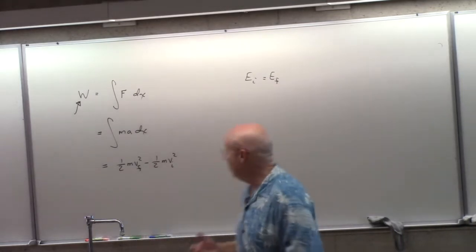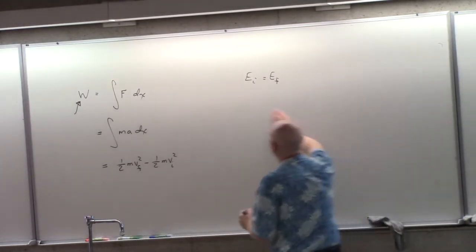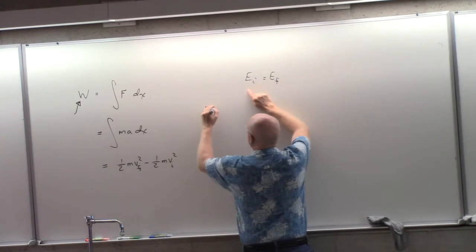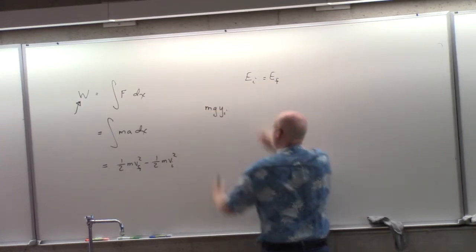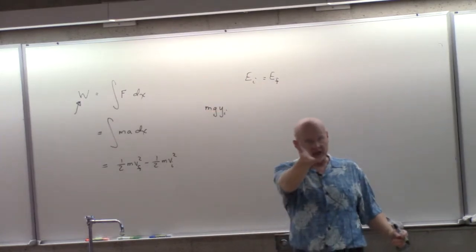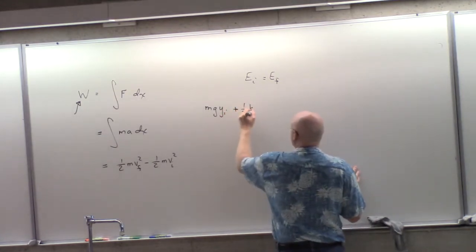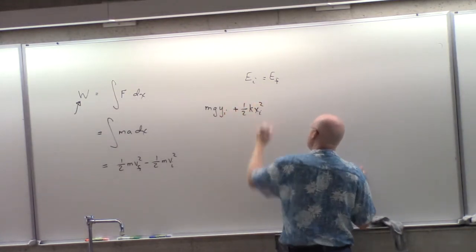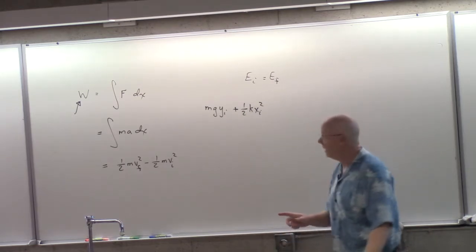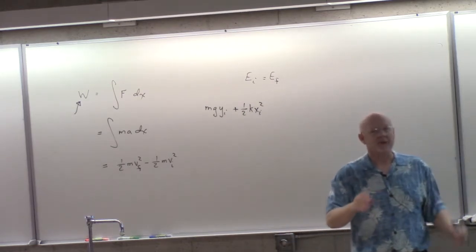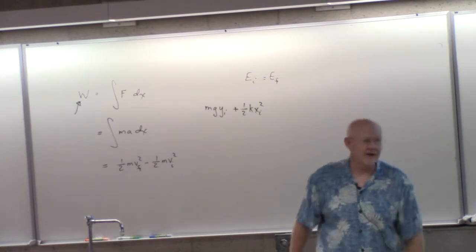And we got energies like this. One of the energies was mgy initial. We called that the gravitational potential energy. Another energy we had was 1/2 kx squared initial. And that was the elastic energy.